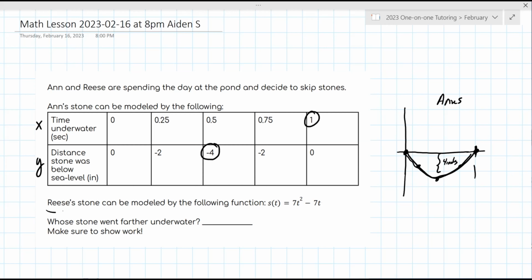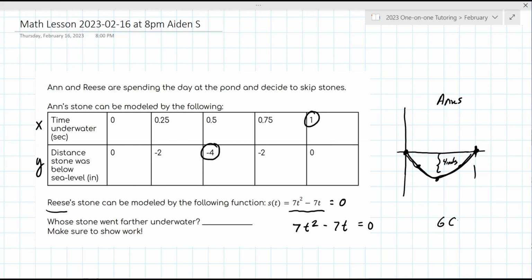Now Reese, on the other hand, they're given a graph or function that we should graph. Do you remember how to graph something like this or what you might do to graph it? No, not really. So this is what's challenging here: you've got to know a few things to even attempt a problem like this. So let's do it by hand, and then we'll go to the graphing tool. So let's set this function equal to 0. 7t squared minus 7t equal to 0.